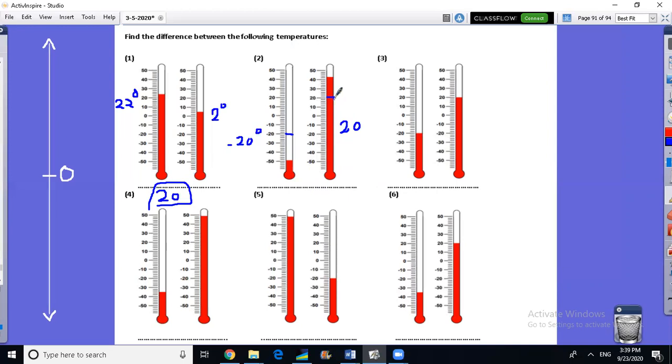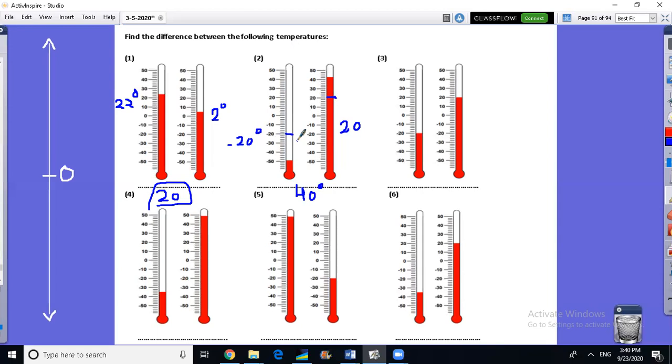From 20 to 0, we agreed, is 20 steps. From 0 to negative 20, another 20 steps. So that makes 40 steps, and the difference would be 40. Don't forget, I changed the numbers. So from 20 until negative 20, these are 40 steps.